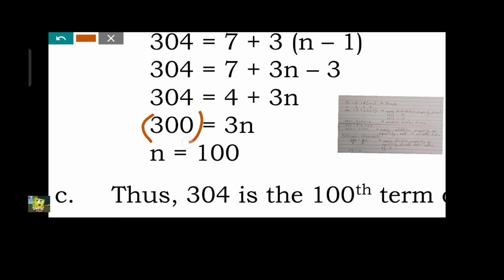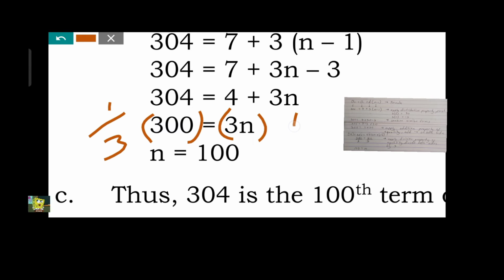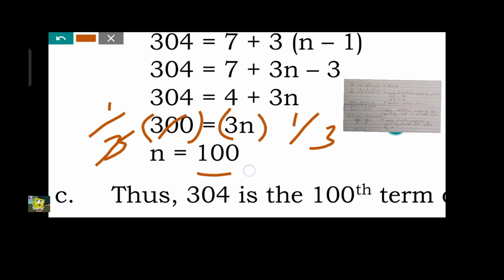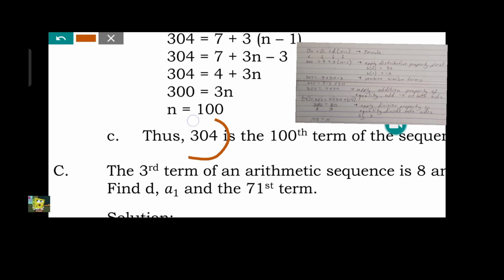Then apply the multiplication property of equality. We multiply by 1/3 on both sides. So the answer is n equals 100. Thus, 304 is the 100th term of the sequence.